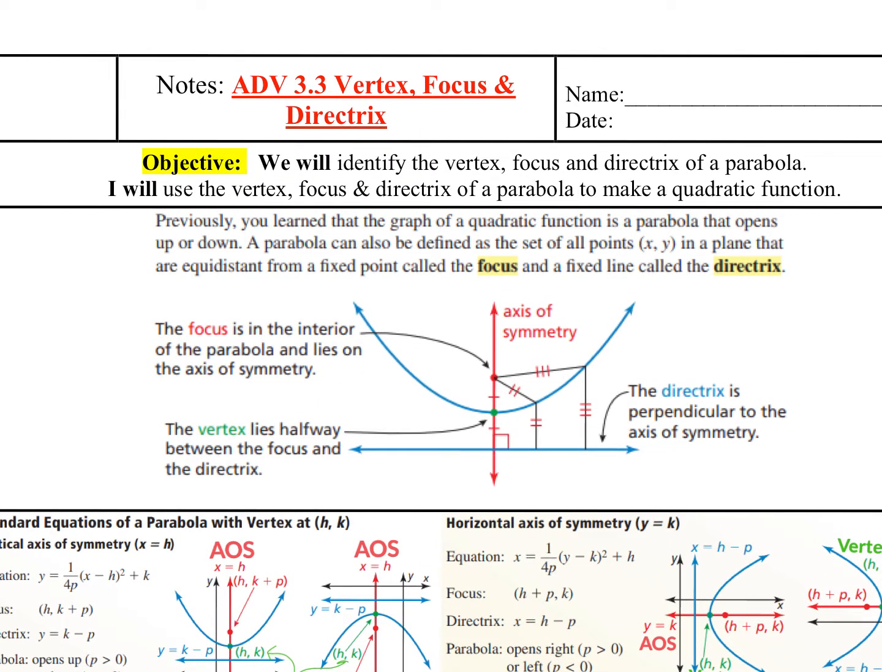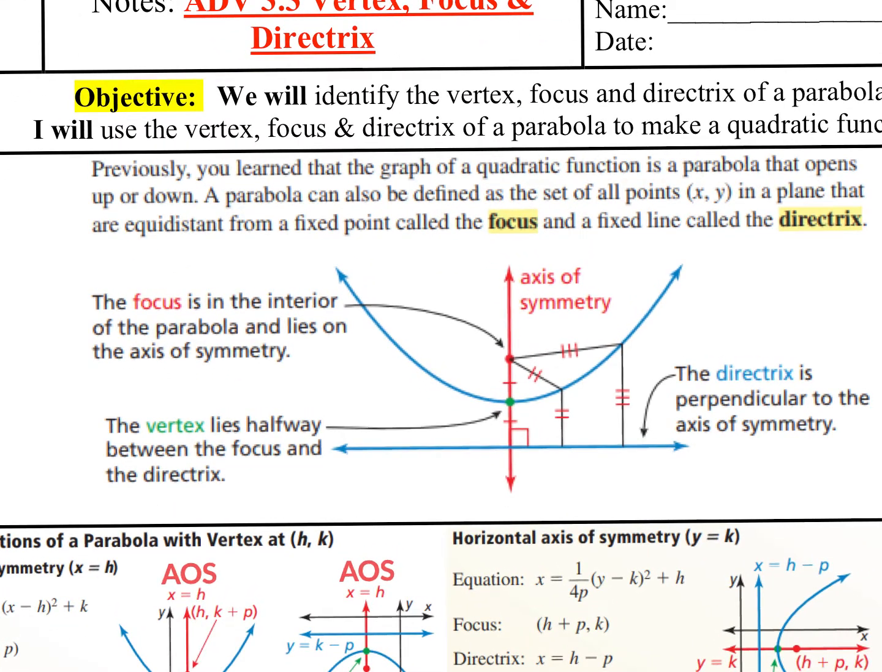To start things off, let's talk about what the focus and the directrix are. The focus is a point that lies on the axis of symmetry. You'll recall that the axis of symmetry is an imaginary line that runs through the vertex of a parabola, cutting it in half. It is an imaginary line, so the focus is like an imaginary point on that line. But the distance from the focus to the vertex is the same distance from the vertex to the directrix.